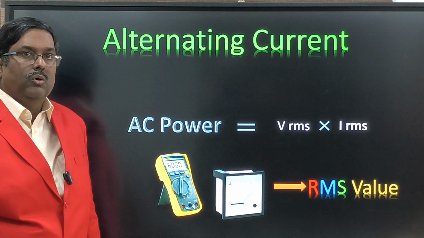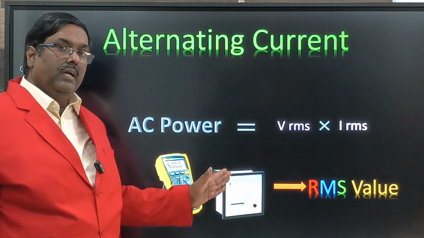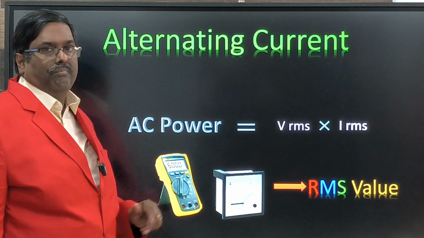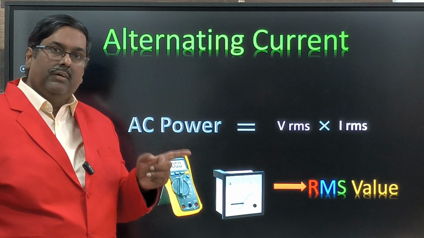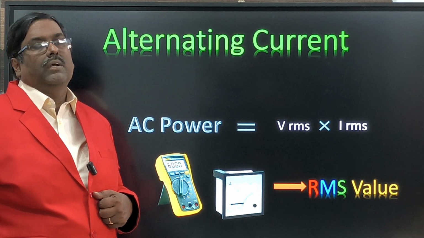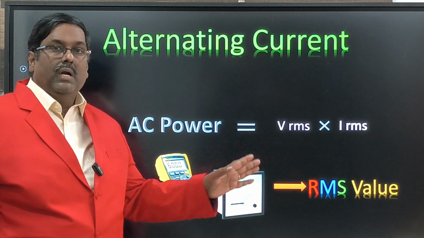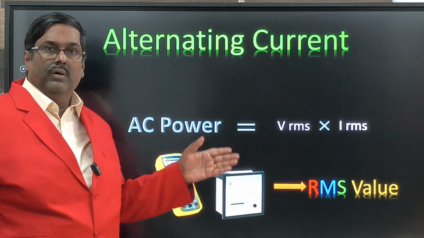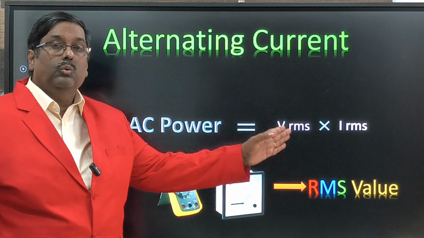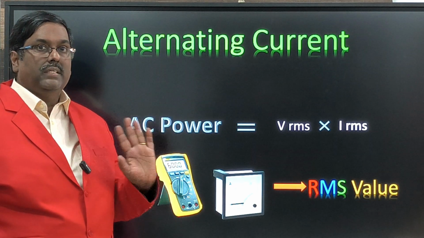Nothing will show the peak value. So where to find the peak value? If you want to see the peak value, you have to go to the oscilloscope. The oscilloscope is the instrument to show the waveform. Instead of measuring the voltage, it will show the sine wave, and in that you can see the peak voltage. So only the oscilloscope will give the peak voltage, and your multimeter, ammeter, voltmeter, whatever you are using in the shop, industries or workshop, will give you the RMS value only. You have to understand that. That is the peak value into 0.707.